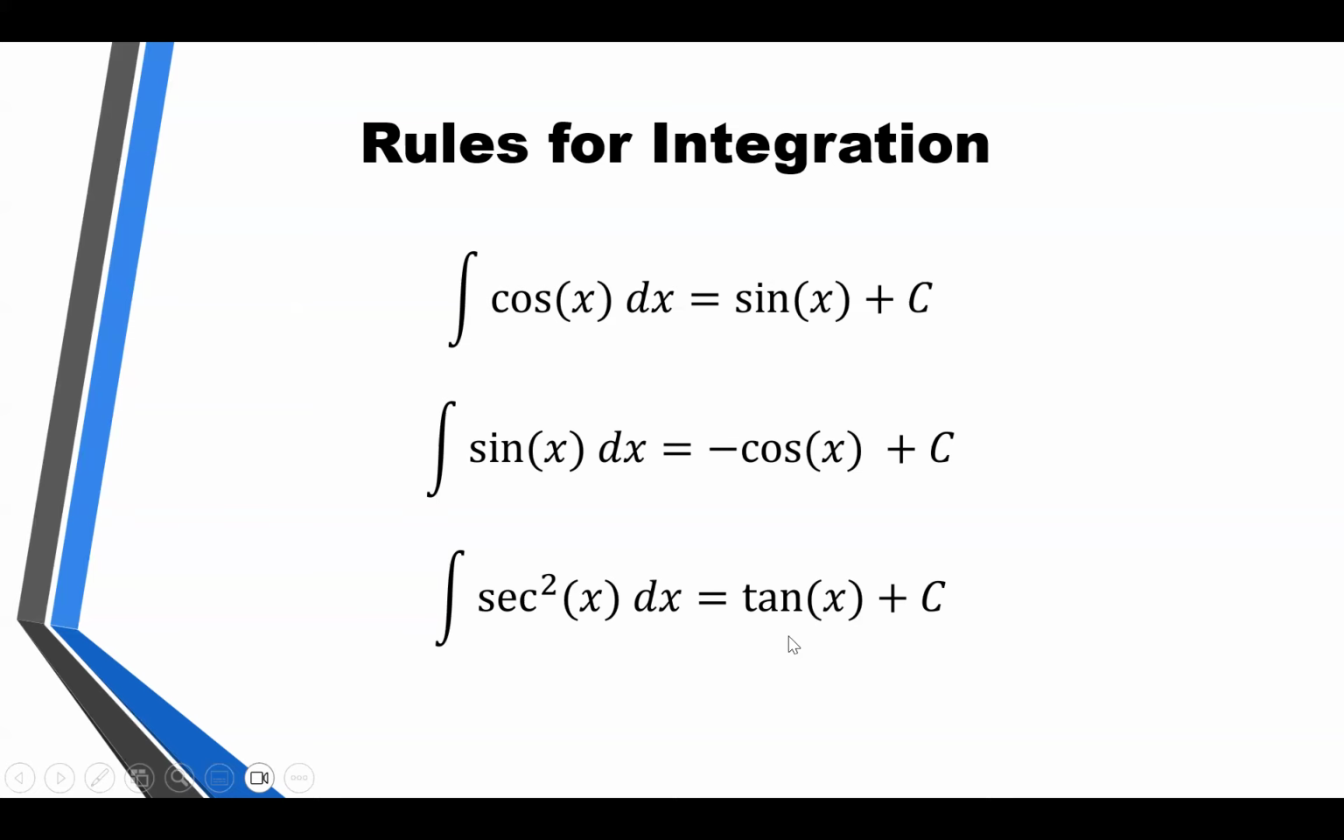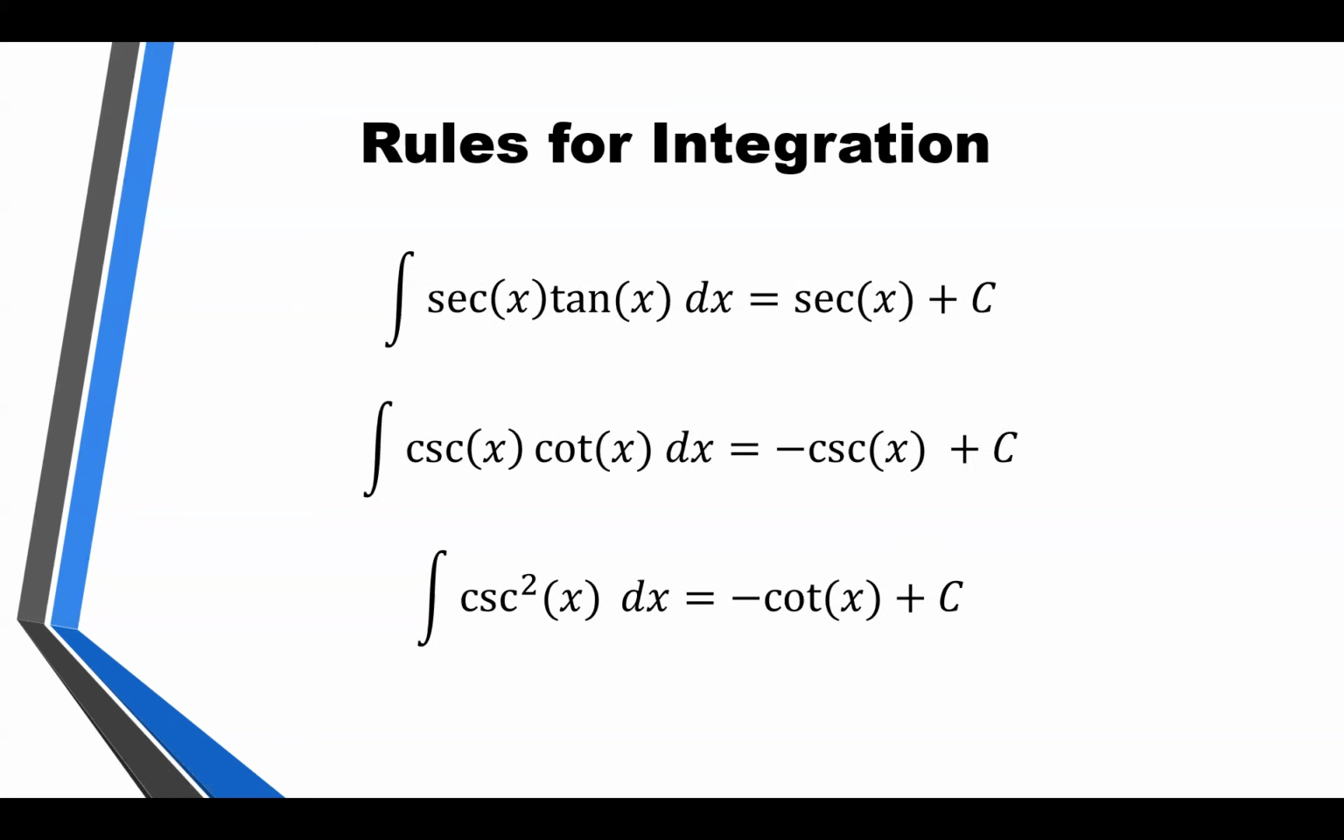Now the derivative of tangent is secant squared. So if you integrate secant squared, you get tangent plus c. Other trig things that you may know: the derivative of secant is secant times tangent. So when you integrate secant of x times tangent of x with respect to x, you get secant x plus c.